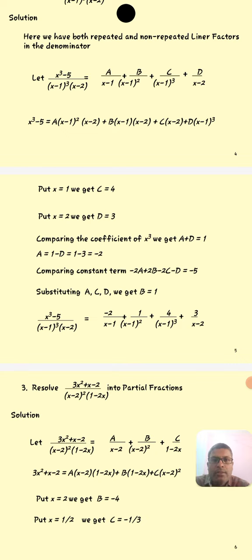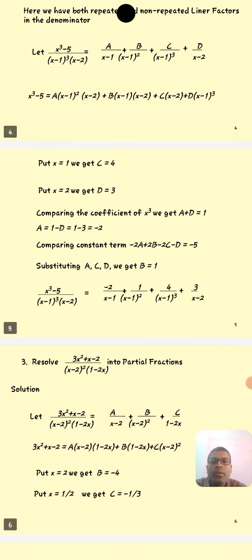How to find out this one? We know the a value, c value, and d value. These three values we have to substitute in this constant term. We get b is equal to 1. Finally, we know a value, b value, c value and d value. These four values we have to substitute in the main equation.